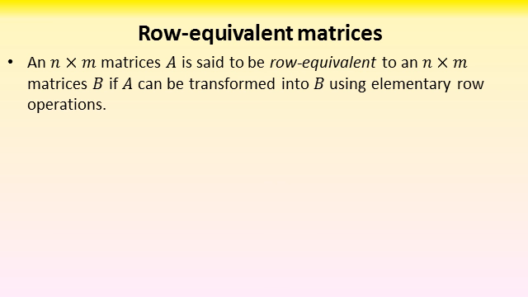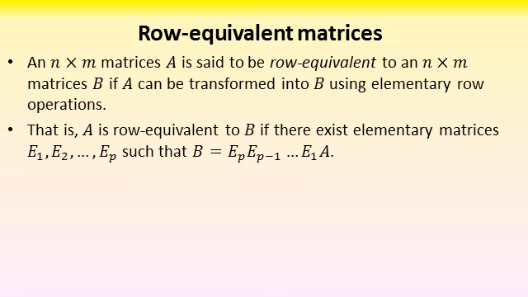If I eventually get to B, by pre-multiplying by a sequence of elementary matrices, then we say that A is row equivalent to B. That is, if I can find a number of elementary matrices, let's say I need P of them, such that once I have pre-multiplied by E1, E2, E3, all the way to the final EP, I end up with B, then we say that the matrices are row equivalent. Trying to determine if two given matrices are row equivalent or not is important, and it turns out not to be very difficult.